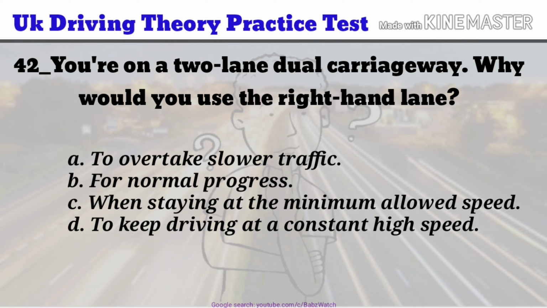To overtake slower traffic. Normally you should travel in the left-hand lane and only use the right-hand lane for overtaking or turning right. Move back into the left lane as soon as it's safe, but don't cut in across the path of the vehicle you've just passed.